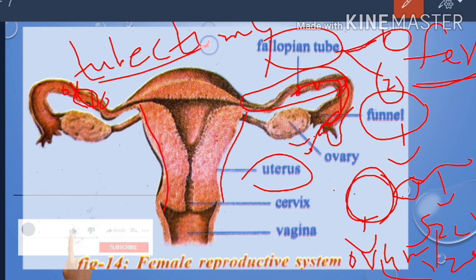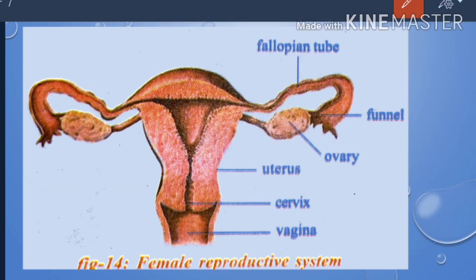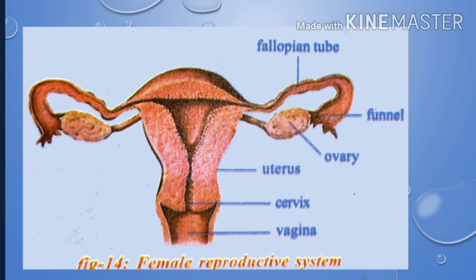So in males, what is the birth control method? That is vasectomy. A small portion of the vas deferens will be removed and both ends tied properly. So these are the 2 points we should remember about the fallopian tube.